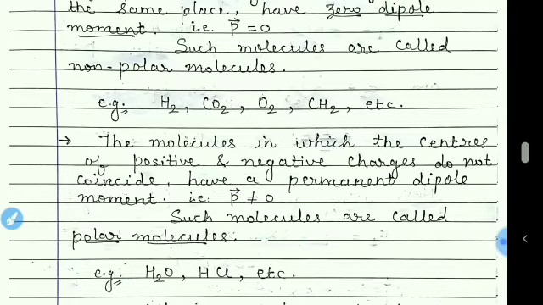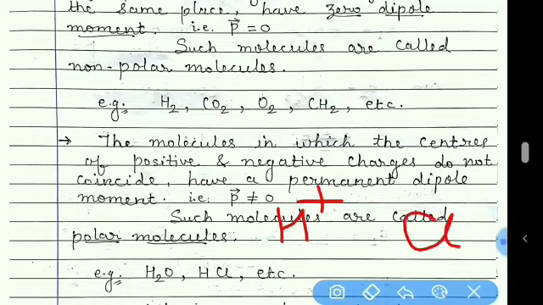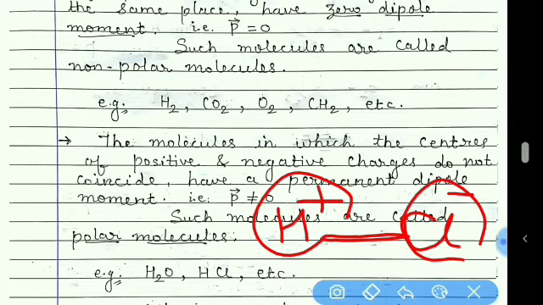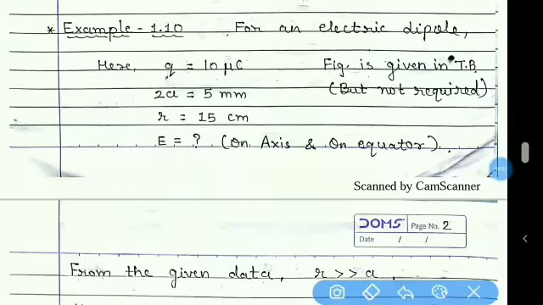Like we know that HCl, we can write HCl as H plus and Cl minus. So these two ions, positive and negative, are separated by some distance, and so they have a dipole moment. Now in our last lecture we have solved example number 1.10. Let us see once again, because this is an important example.